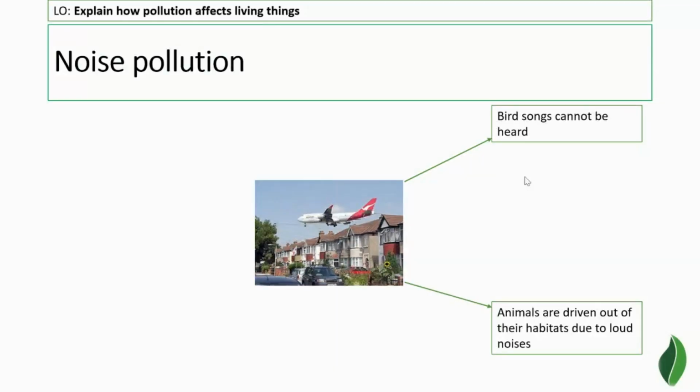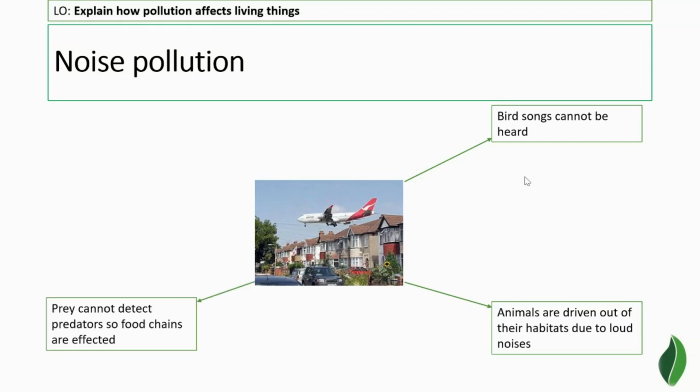Animals are driven out of their habitats due to loud noises. So animals quite like to live in quiet places. So if a place gets very noisy, some animals won't be able to live there, and they'll be driven out of those habitats and have to go and find somewhere else to live.